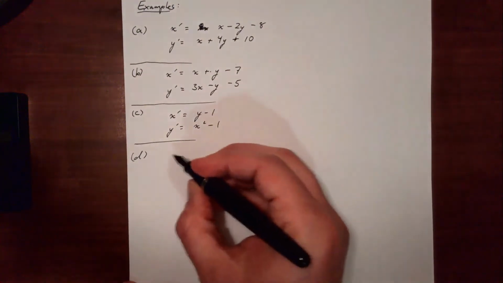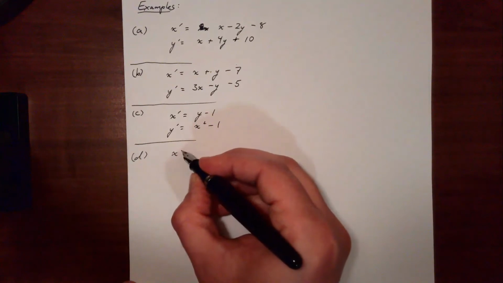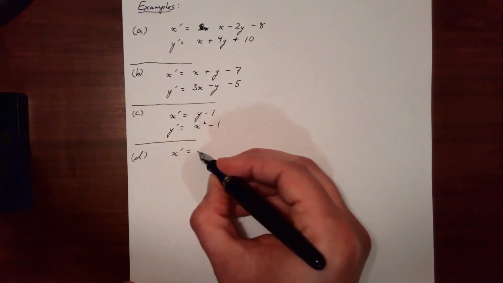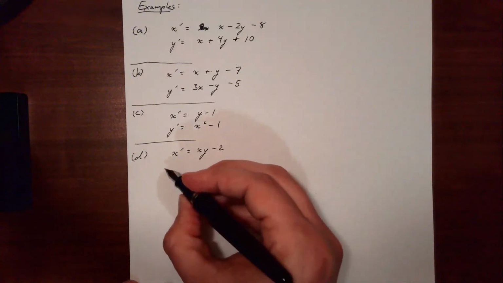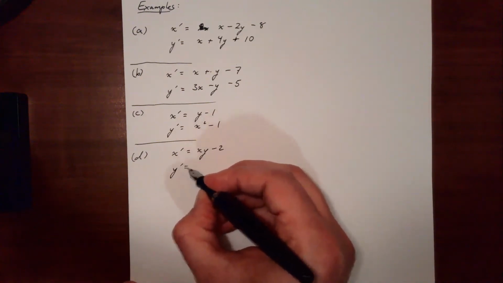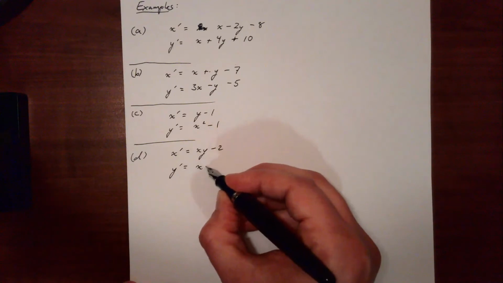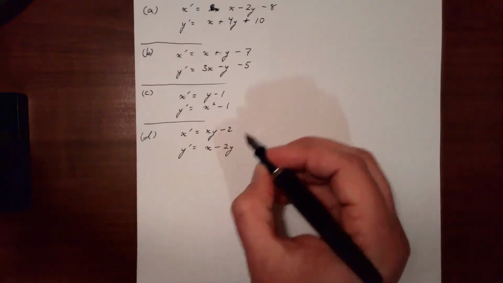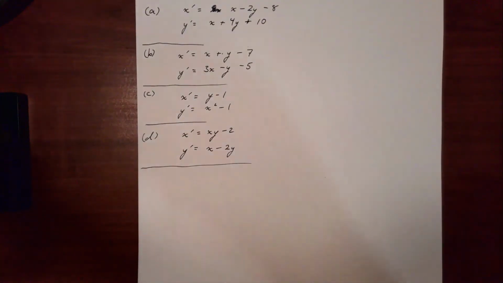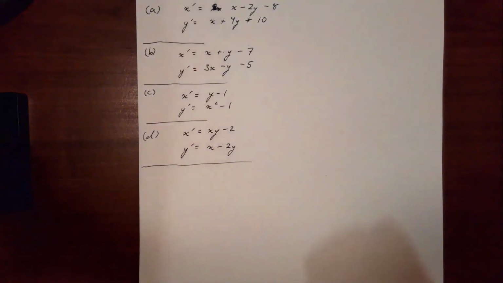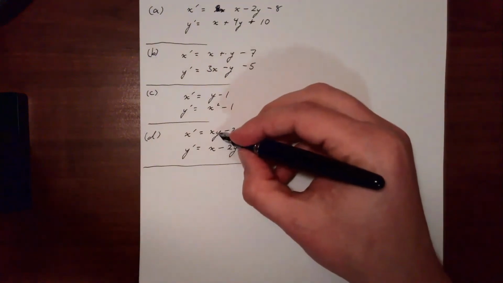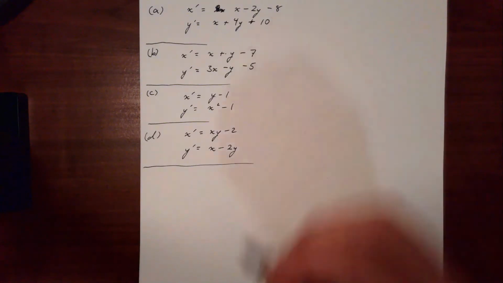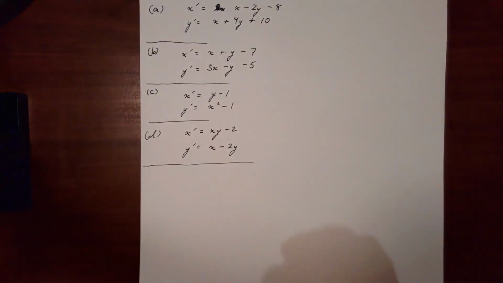Now let's go even further. x prime equals xy minus 2, y prime equals x minus 2y. So what makes these cases nonlinear is not only the presence of the constants, but then also the more complicated expressions that are wrapped up in the x prime and the y prime.